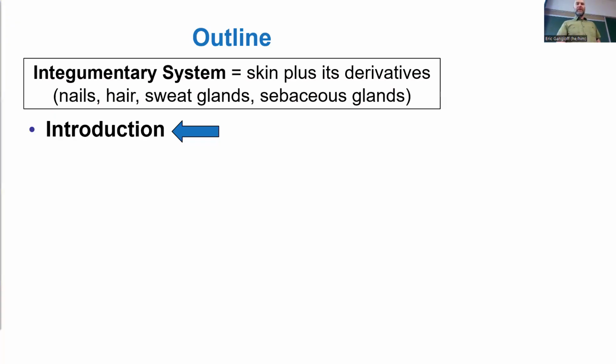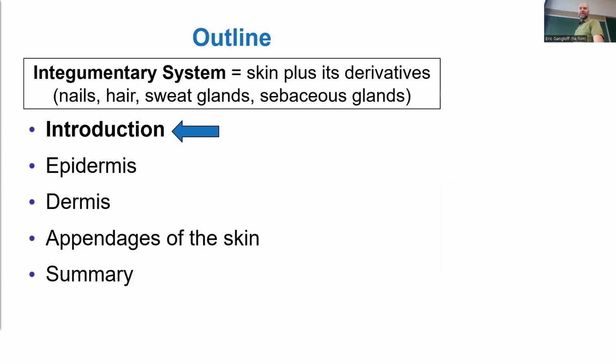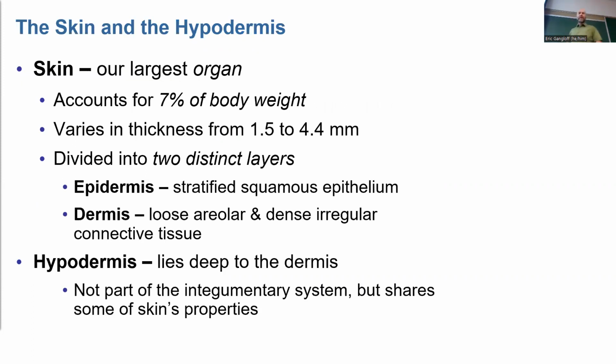Okay, let's talk about the integumentary system then. Remember, this refers to the skin plus its derivatives. I want to give a brief introduction. I covered a little bit of this on Friday, but not too much. Then we're going to get into the two primary layers of the skin, the epidermis and the dermis, and the appendages of the skin, and kind of wrap things up. So I did talk about this a little bit on Friday, just as a refresher. The skin is our largest organ in the body. Remember, it's about 7% of your body weight. So that's a fair bit of weight.